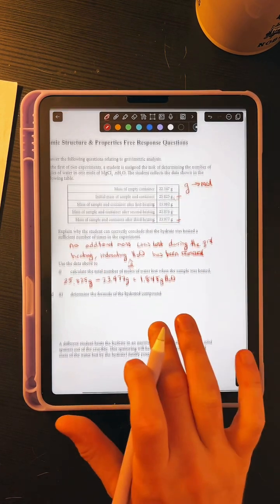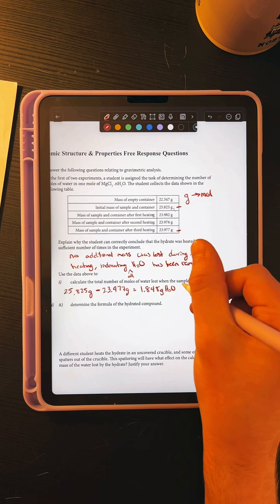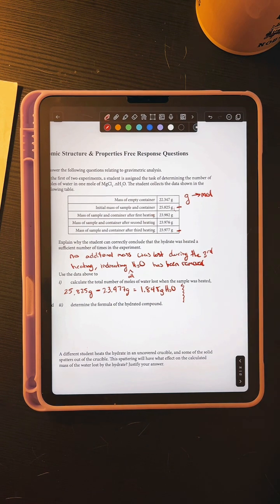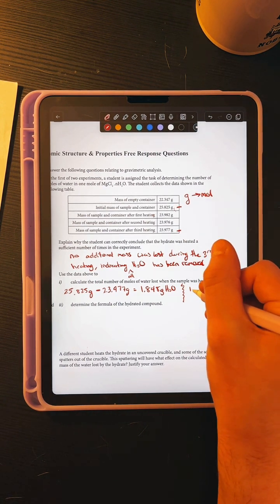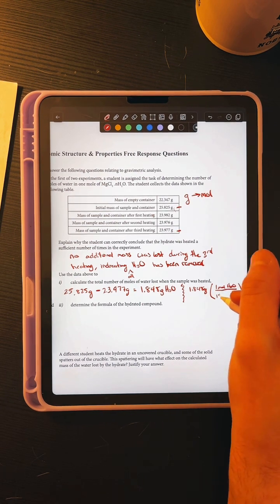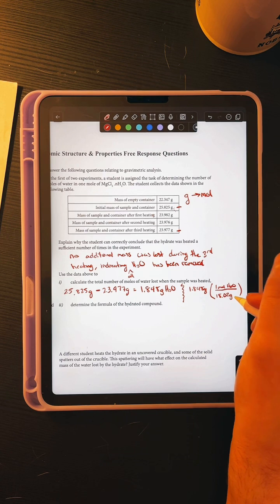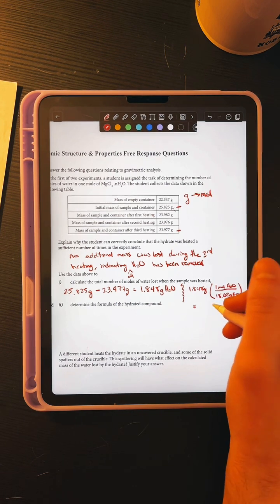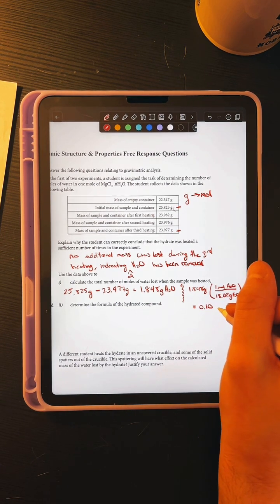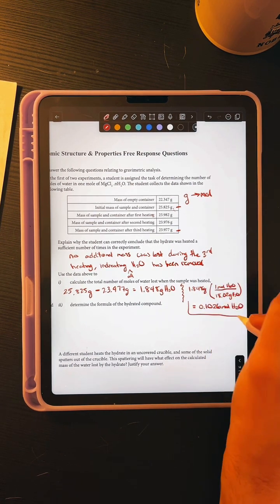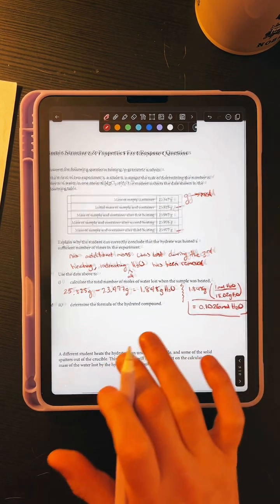But that's not what the question is asking. Remember, we're looking for a number of moles. So we have to go from grams into moles. And how do we go from grams to moles? Well, we use the molar mass. So we have 1.848 grams of water, and we're going to use the molar mass of water, 1 mole of H2O. We add up 2 hydrogens and 1 oxygen, giving us 18.02 grams of water. And that gives us a total number of moles of 0.1026 moles of water. And that is our answer for part A, or part 1.